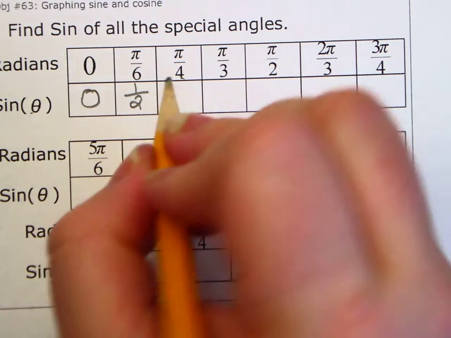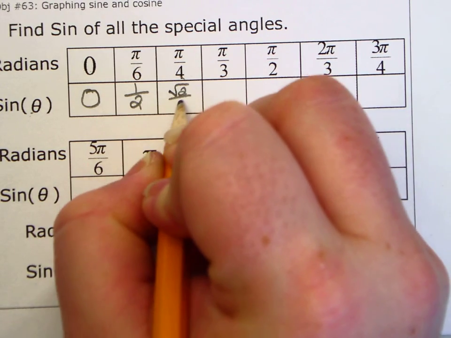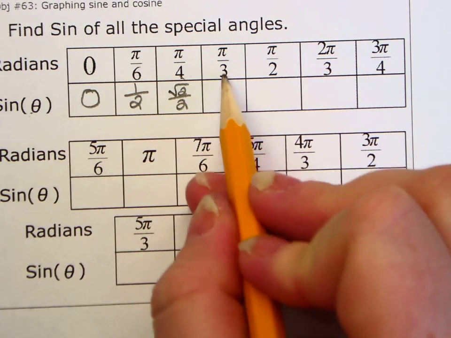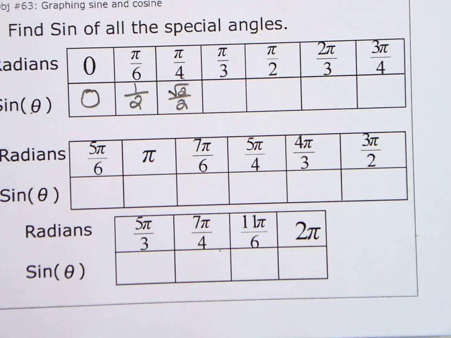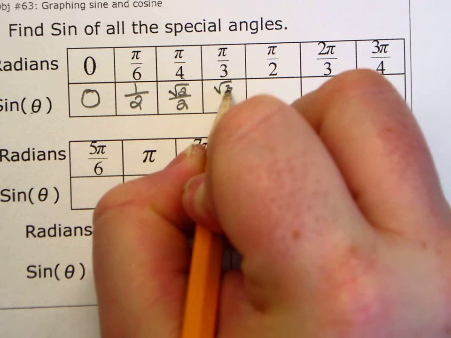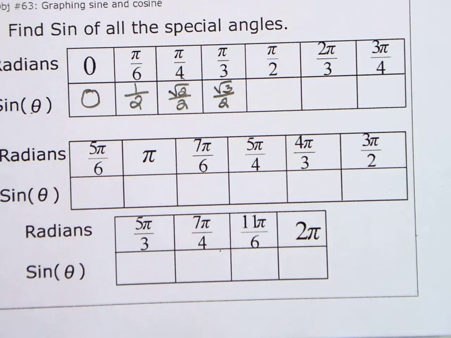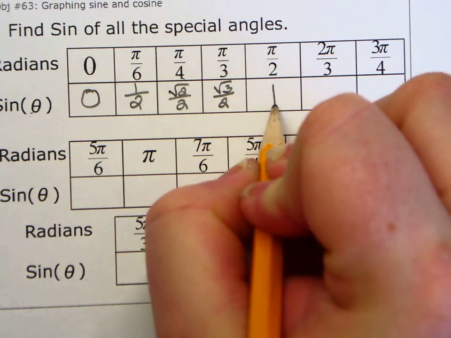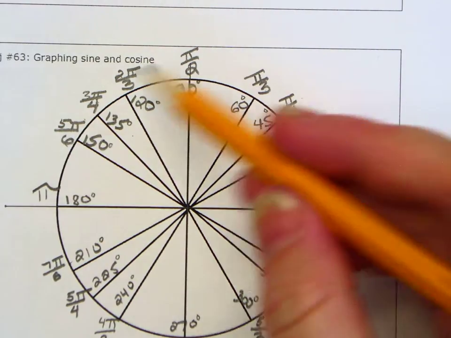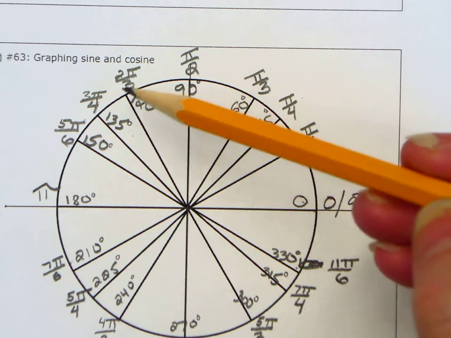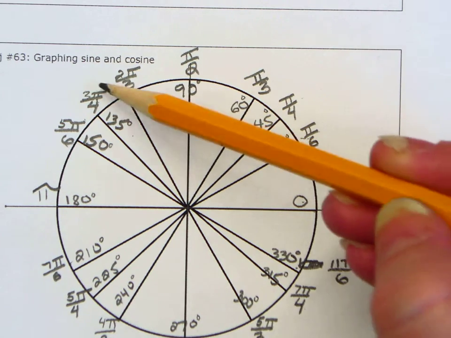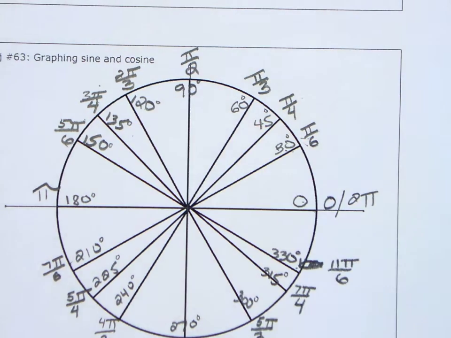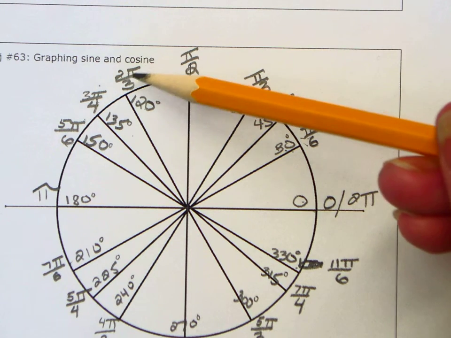Okay. Pi over 4 is the same as 45 degrees. What's sine of 45? Radical 2 over 2. Pi over 3 is your 60 degrees. Sine of 60 is radical 3 over 2. Pi over 2 is your 90. Sine of 90 is 1. Okay? So basically we just have to know these are all in order. So we do everything in radians, but we have to kind of convert and then find sine of that number. Okay? So the next one's 2 pi over 3.